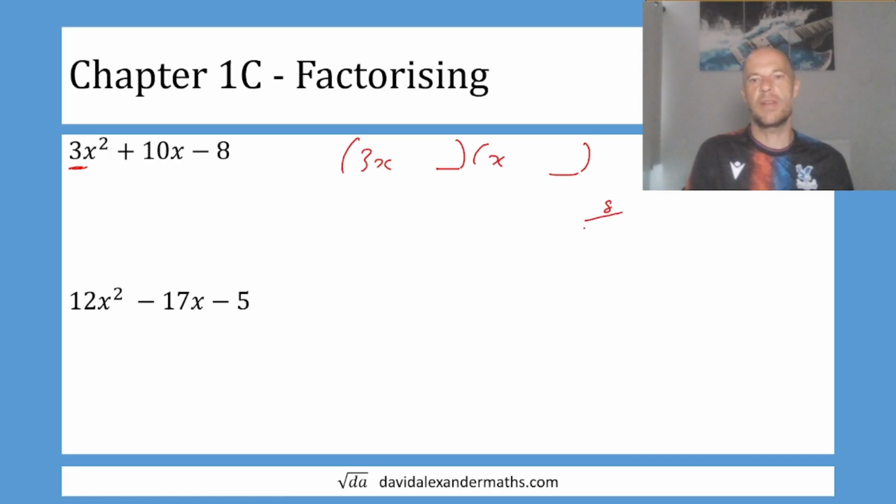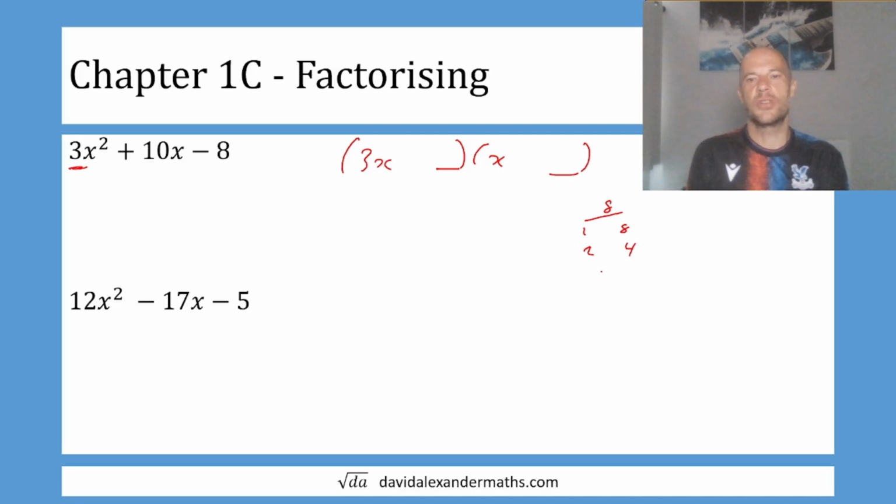So factors of 8, 1 and 8, 2 and 4. So I'm looking for a number that is tripled. One of these numbers needs to be tripled in conjunction with the other number to give me a 10. So for example, if it was a 1 here, that would be triple 1, so 3 and an 8 are not giving me 10.